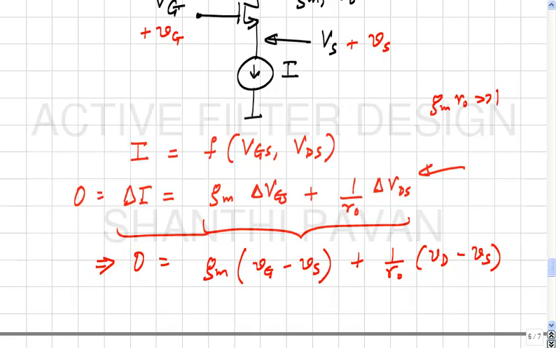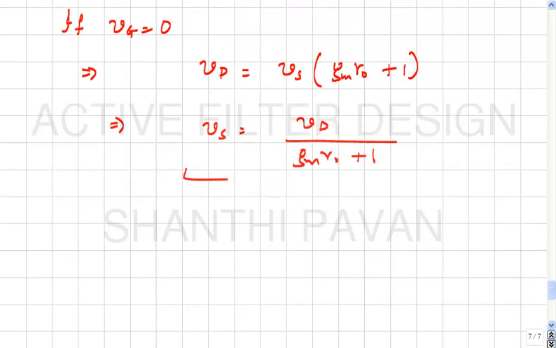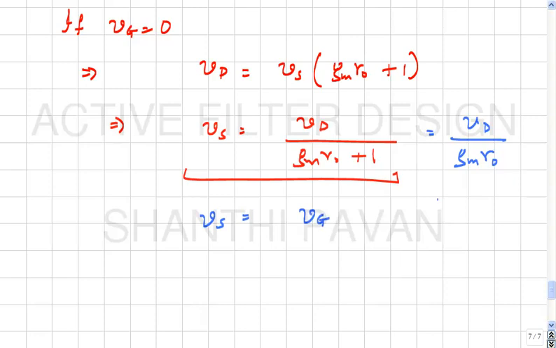Okay. So, for example, the equation also is telling you this. Vs is Vd divided by 1 plus gm rho. The 1 can be discounted in relation to gm rho. So, Vs is Vd by gm rho. Okay. On the other hand, what is Vs in relation to Vg if Vd is 0?